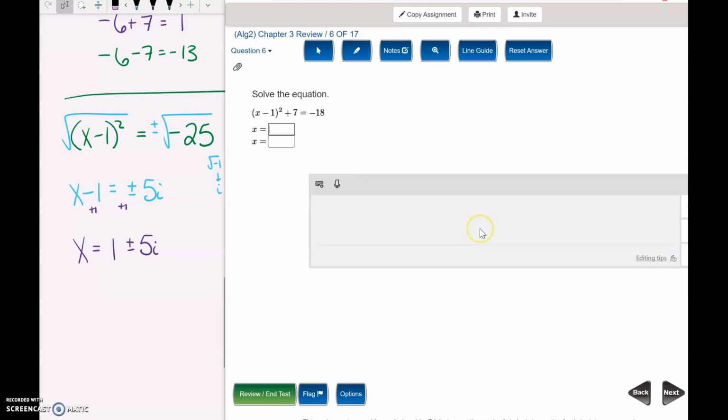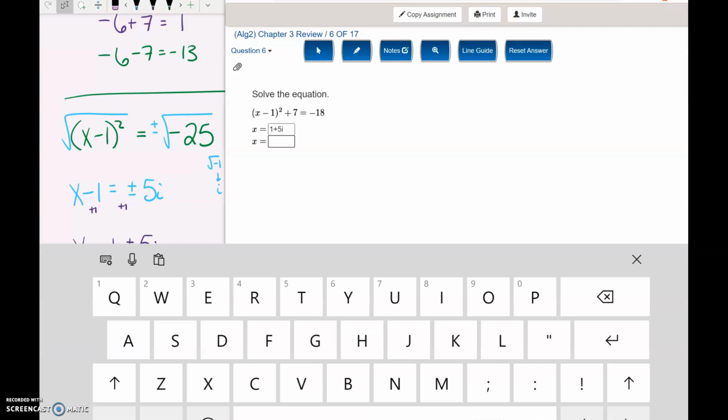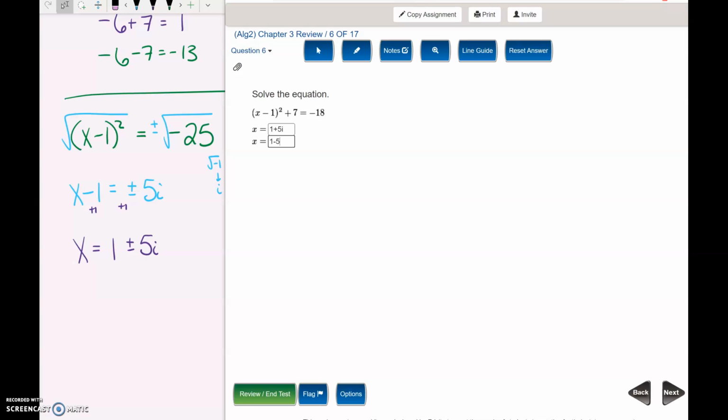So our two answers are 1 plus 5i. The other one is 1 minus 5i. No spaces, nothing fancy. I know it doesn't look like math type, but 1 plus 5i, 1 minus 5i, no crazy spaces. Just get that typed in there.